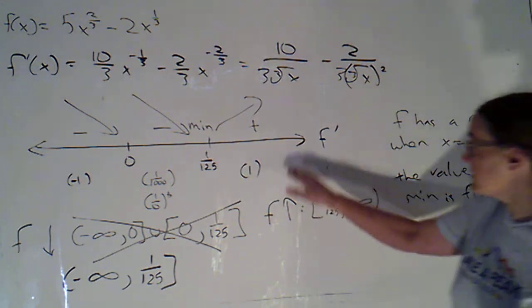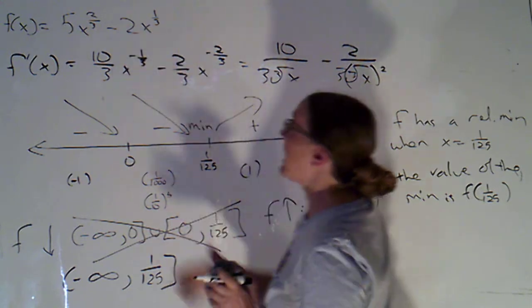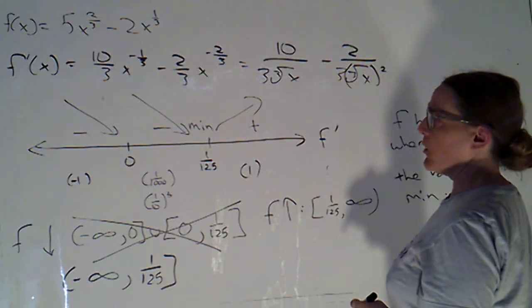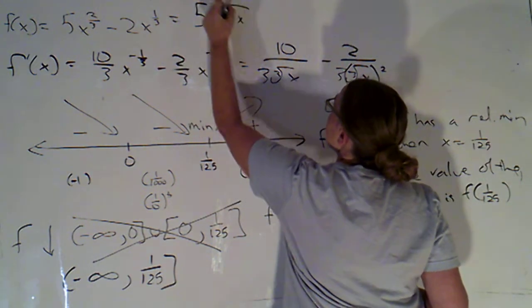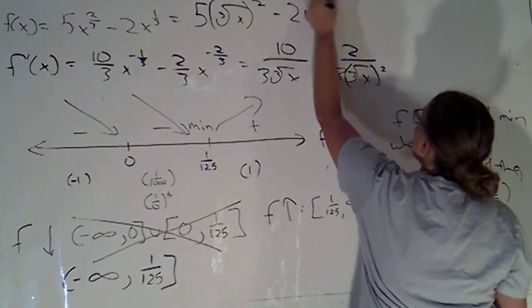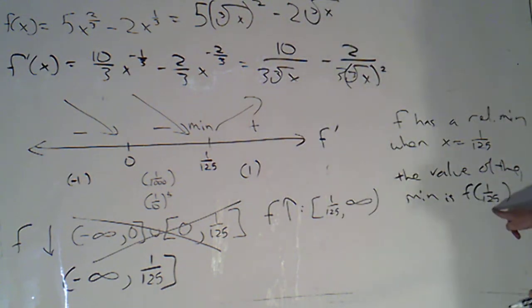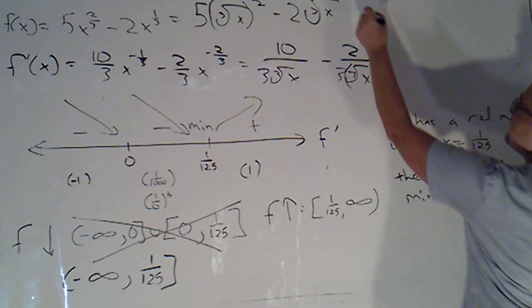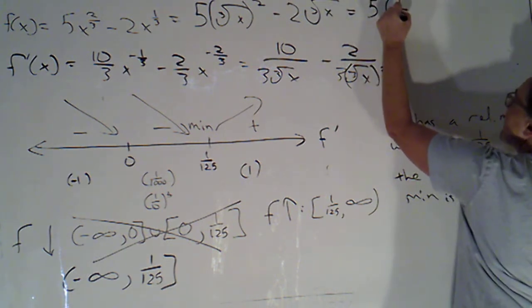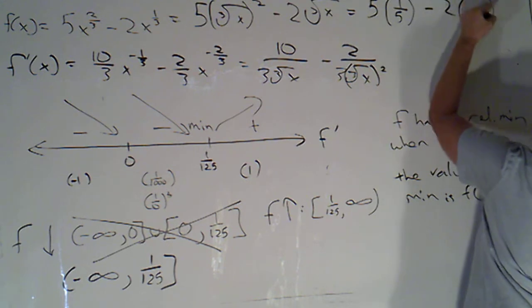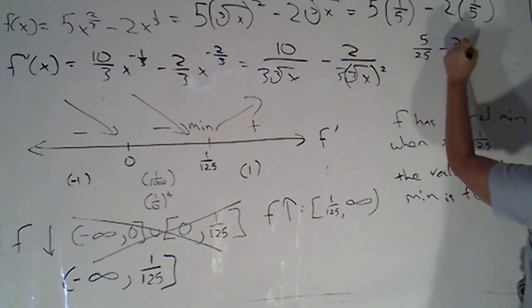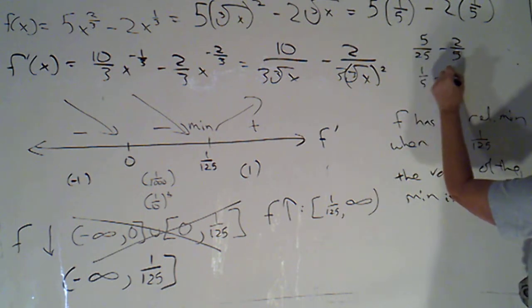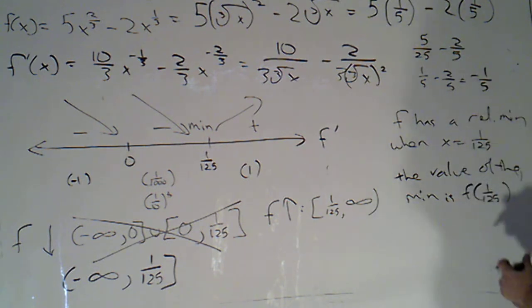So now I'm plugging not into f prime, but back into the original function f. So I maybe want to rewrite that one as well in terms of roots. So I can say this is 5 times the cube root of x squared minus 2 times the cube root of x. And notice, this is just 1/5 cubed. So its cube root is going to be 1/5. So this is going to be 5 times 1/5 squared minus 2 times 1/5. That's 5 over 25 minus 2 over 5. That's 1 over 5 minus 2 over 5. That's going to be a negative 1/5.